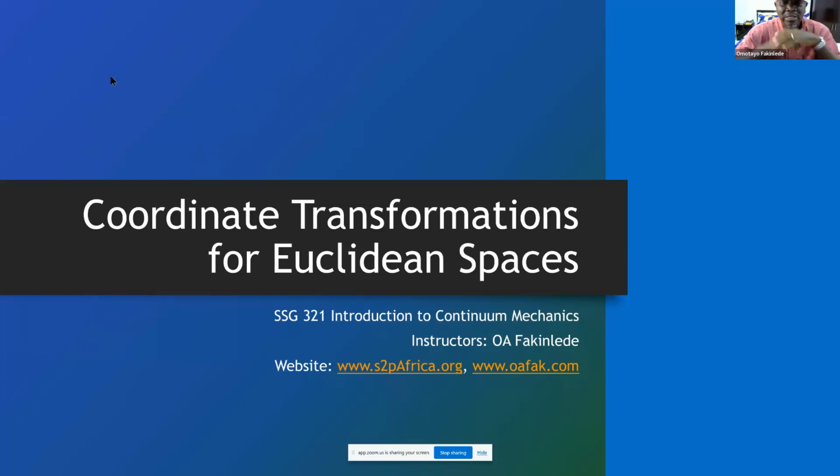In today's lecture, we are looking at coordinate transformations for Euclidean spaces. So we will understand what coordinates are, what transformations are, and what Euclidean spaces are by the end of the class. And we'll be able to do some transformations. But there are several issues that will come before that.